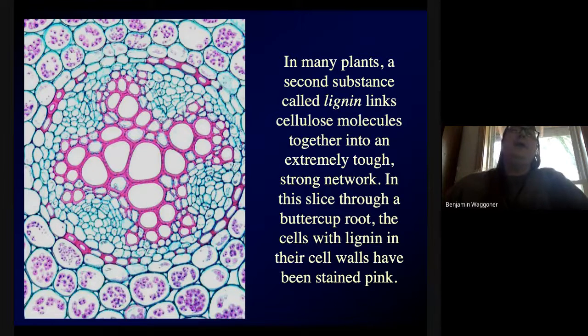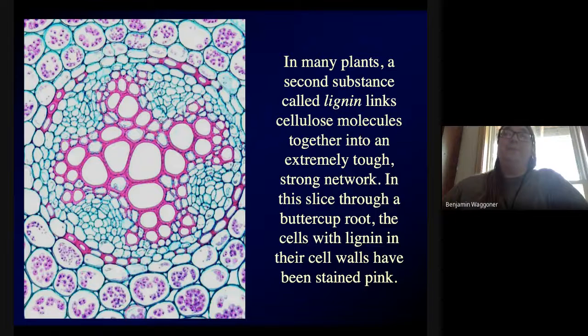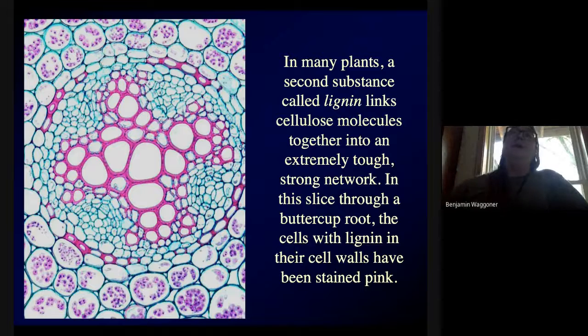And you can see that in the inside of that root, those pipe-shaped cells have very tough, thick walls that have stained pink. The cells that have lots of lignin in the cell walls are staining pink. The cells that don't have a lot of lignin, those cell walls look kind of green. So that's how you can see where the lignified tissue is. So yeah, a lot of interesting complexity there in a buttercup root.